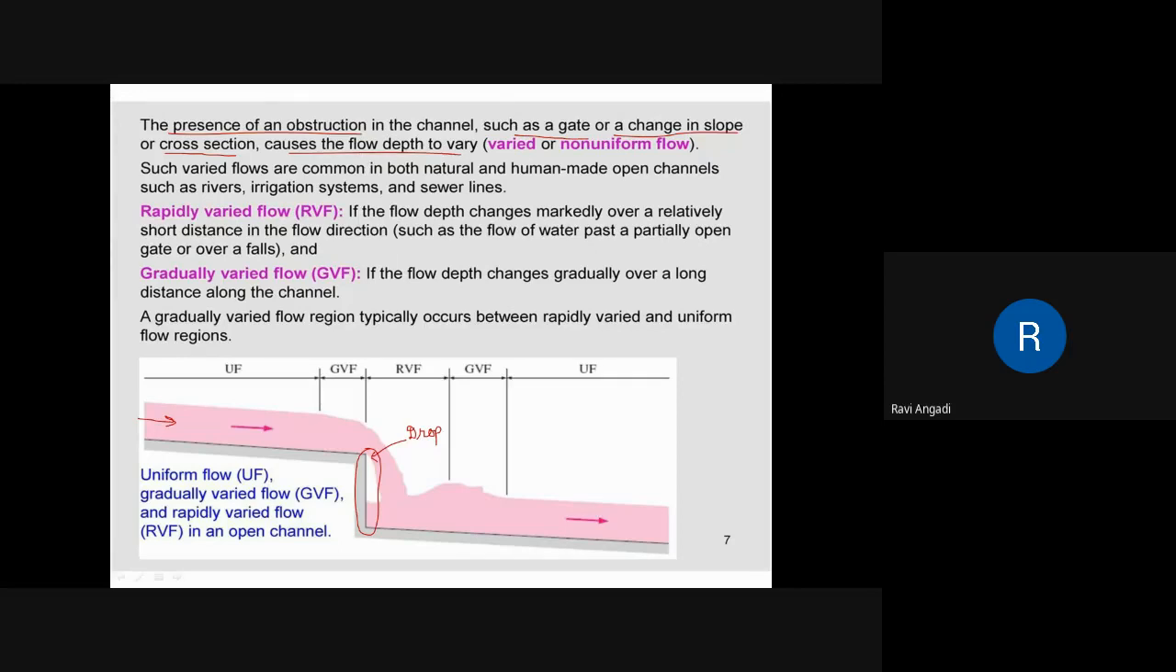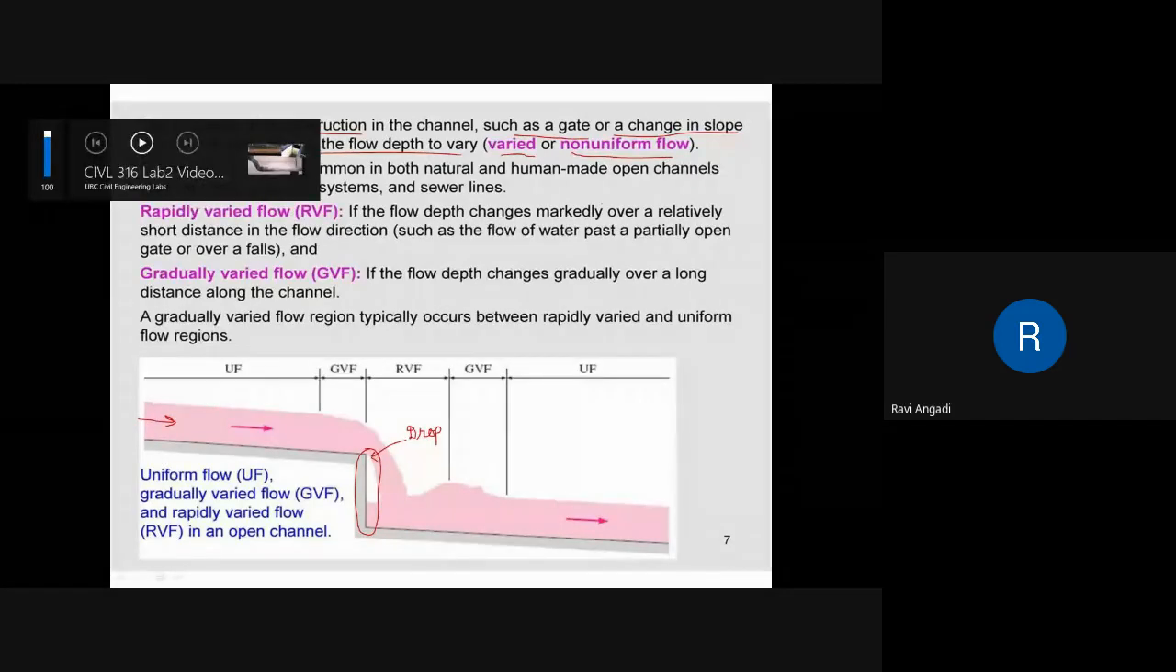Okay, I'll repeat: the presence of an obstruction in the channel, such as the gate or the change in the slope or the cross section, causes the flow depth to vary. That is varied depth, or it is called non-uniform flow.